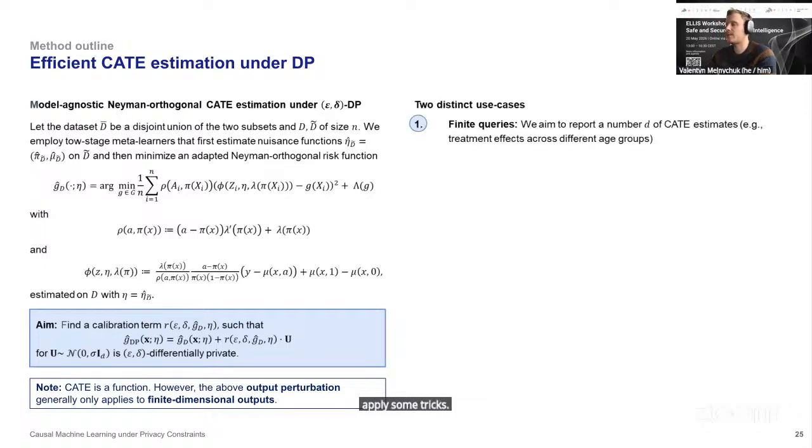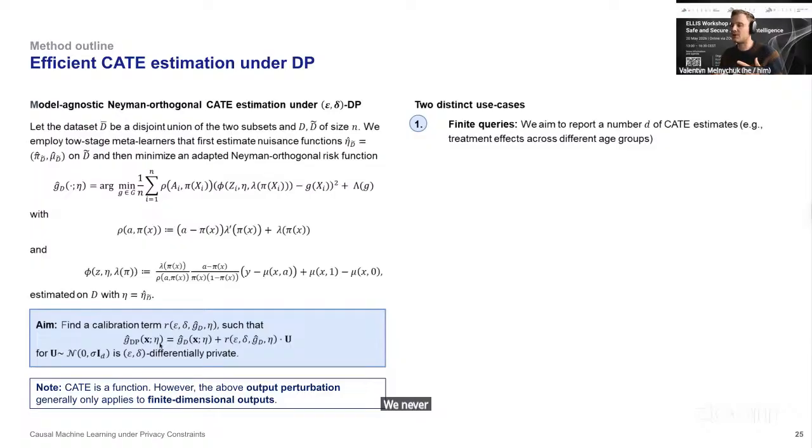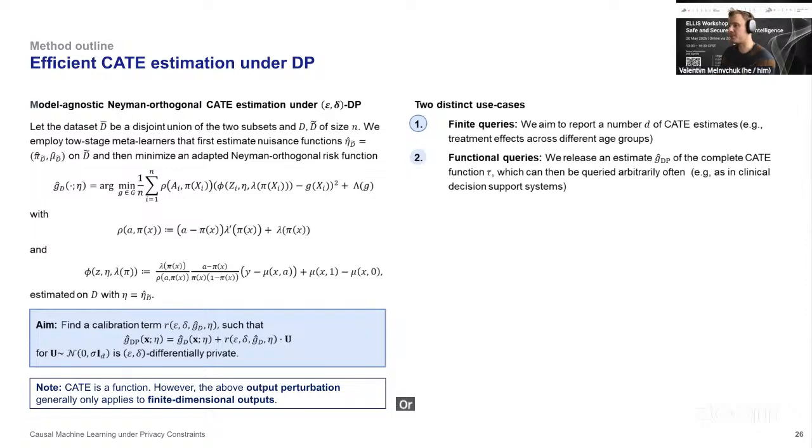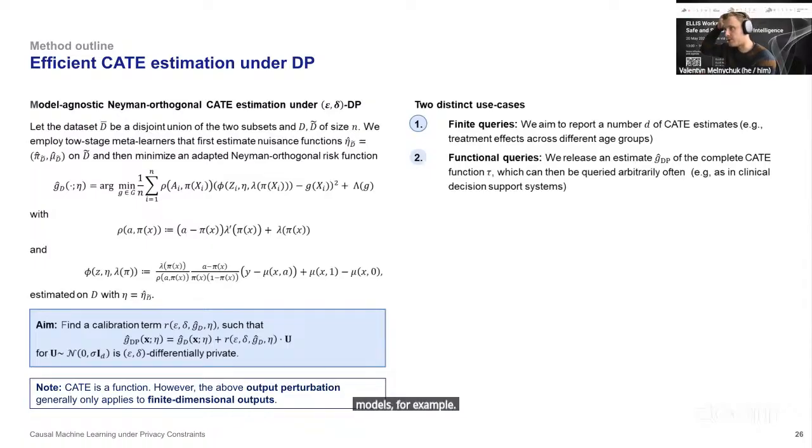And in our case, we came up with two practical solutions. The first one, we might just want to release a fixed number of queries. We say for these specific subpopulations, we release the CATE, and then we never touch the original model anymore. Or there is also some work done for functional queries, but then we have to fit specific models, for example, at the second stage, Gaussian processes.